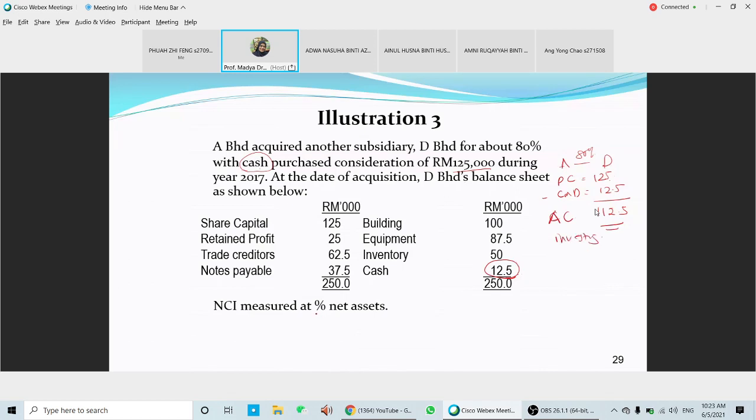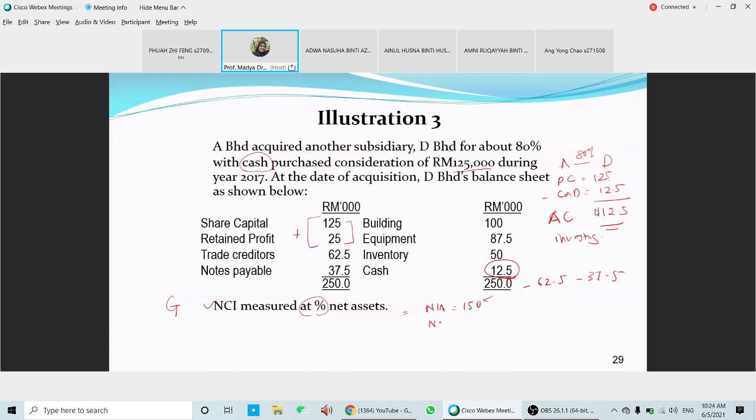Okay, the question mentions that the NCI is measured based on the percentage of net assets. What is the purpose of giving that here? It is to calculate the goodwill. So now you look at the total net assets here. When you total up your net assets, you can total up either your assets, 250 minus 62.5 minus 37.5, and at the end you're going to have 150, or you total up these two figures. So net assets are 150.